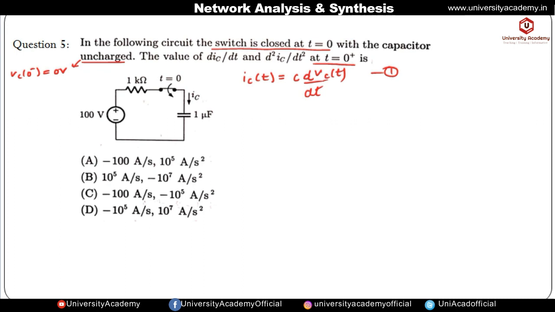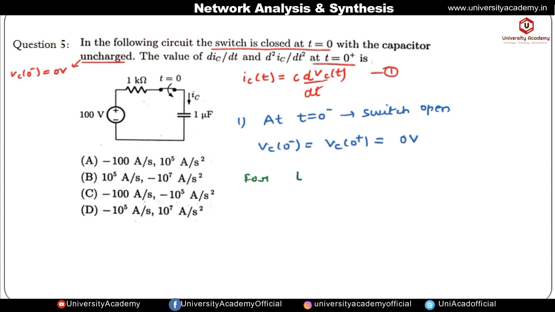Okay, so let us first solve for t is equal to 0 negative. It is already given that the switch was open. If the switch is open then no current is flowing and initially the capacitor is uncharged. It means vc of 0 negative will be equal to vc of 0 positive. So if the capacitor is initially uncharged, there is no voltage across the capacitor. Now if we draw the circuit for t greater than 0, the switch will be closed.